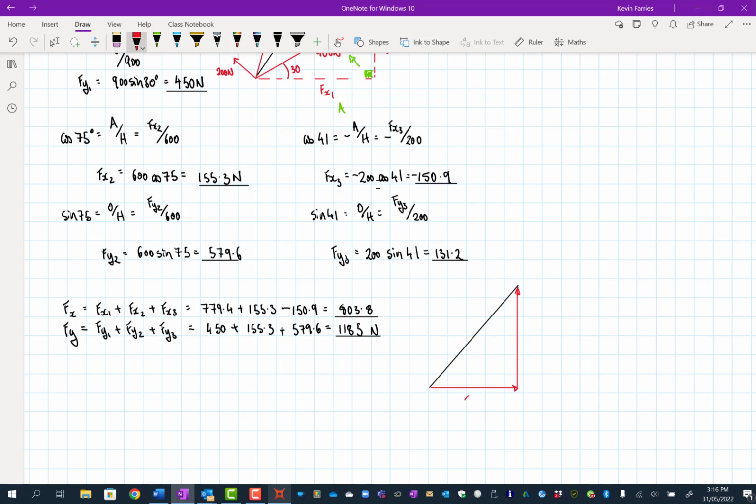So we now know that this is 803.8 newtons, and this is 1185 newtons. And now we've got two sides of a right angled triangle. We want the other side, so we can use Pythagoras to get the magnitude of F, and then we can use tan to get that angle.